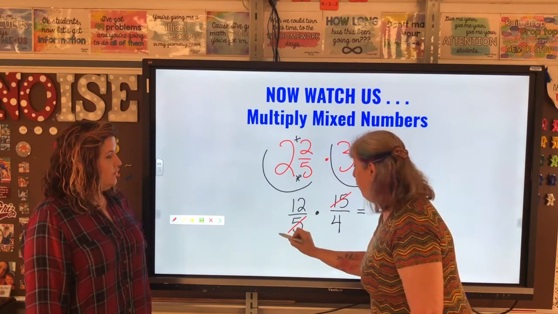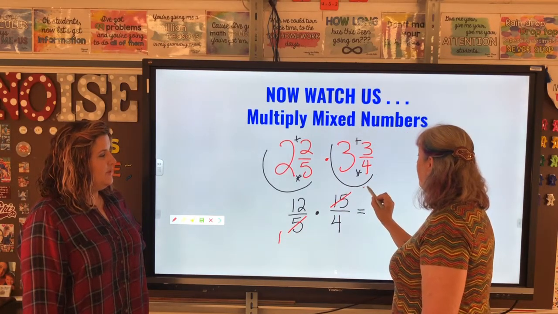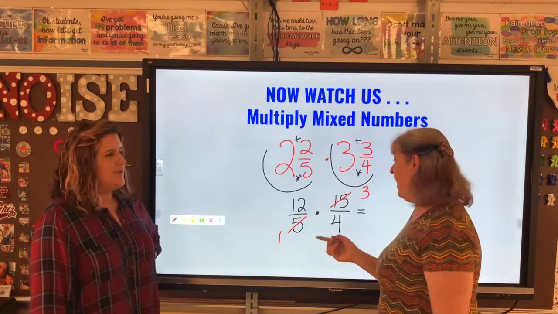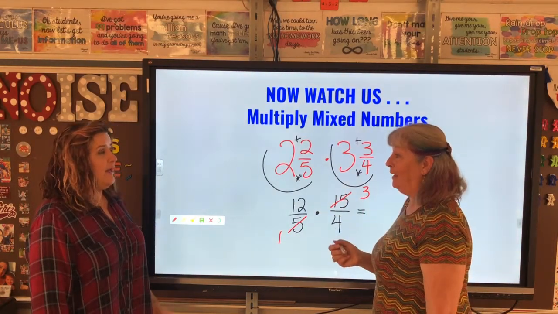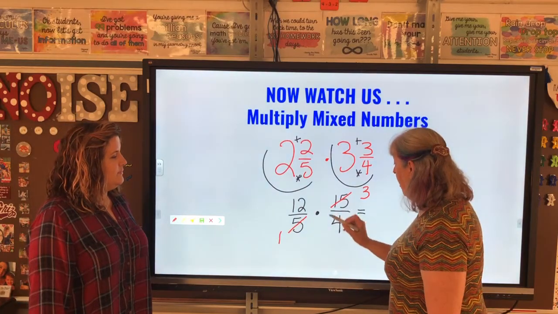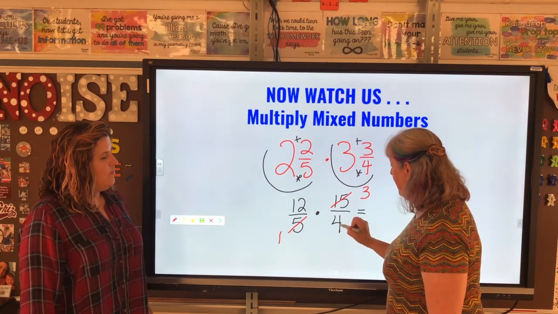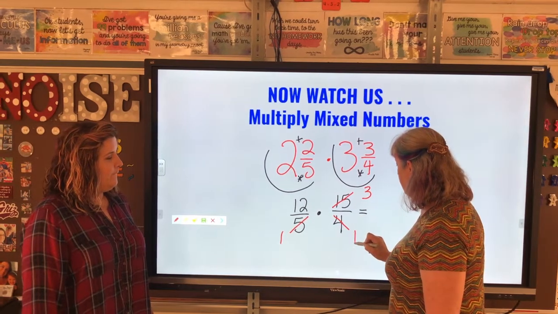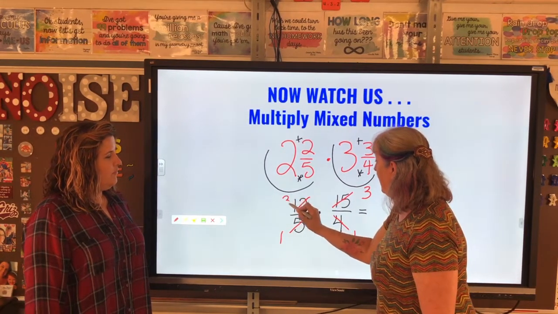5 goes into 5 once. 5 goes into 15 3 times. I do like that butterfly thing. I change colors, and that's my big thing. Even on paper, I change colors. Alright, this way I think, 4 goes into 12. 4 goes into itself once. 4 goes into 12 3 times.